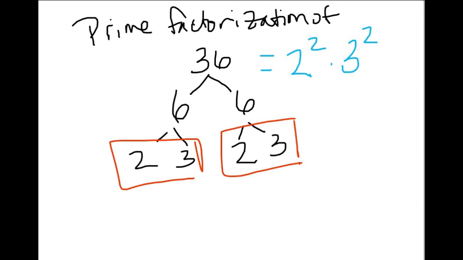So hopefully you wrote that down. 2 squared times 3 squared. That's the prime factorization of 36.